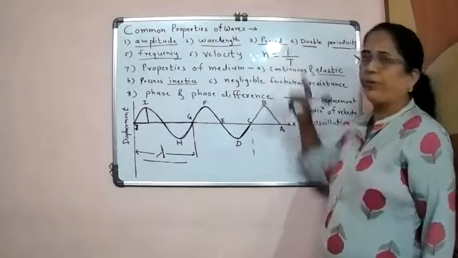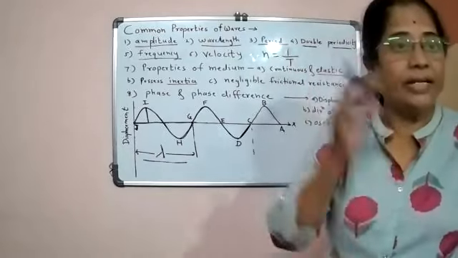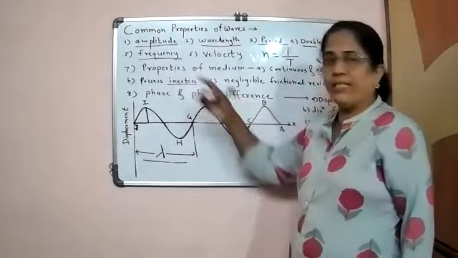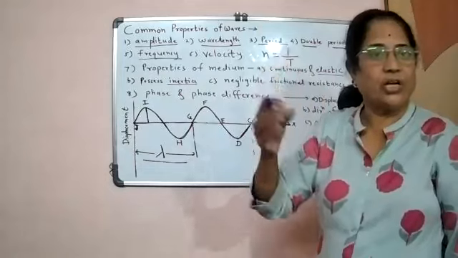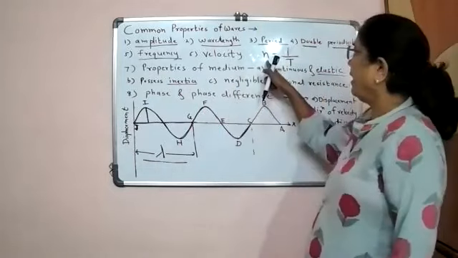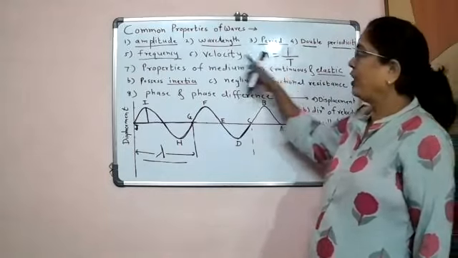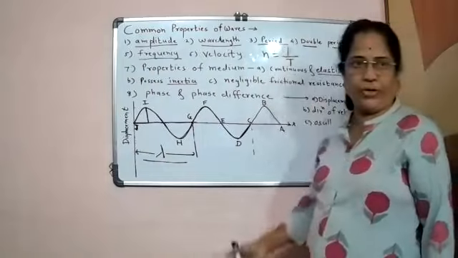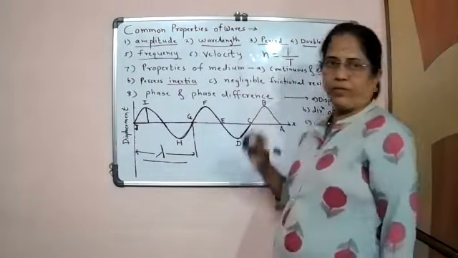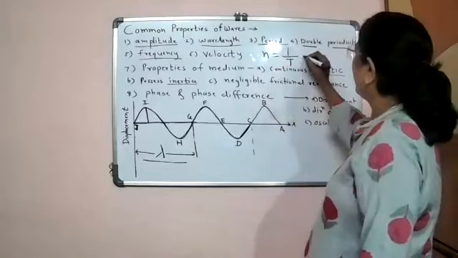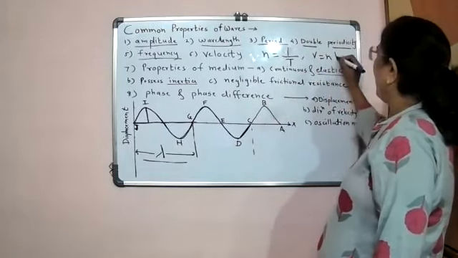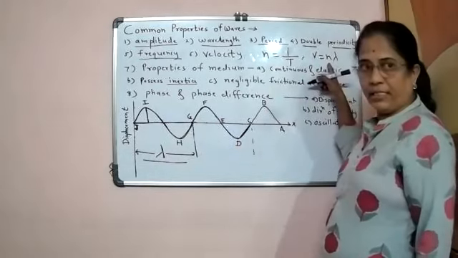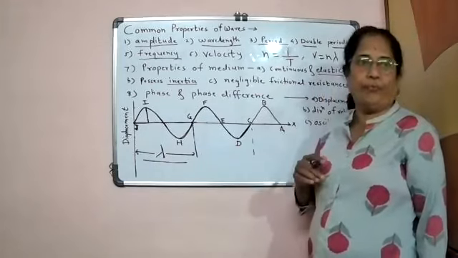So what is T? T is the periodic time. The definition of period is the time required to complete one oscillation, and the definition of frequency is the number of oscillations completed per unit time. So n is the notation of frequency here. And now velocity. We have the formula for velocity as v equal to n lambda. What is v? It is the velocity of the wave. n is the frequency and lambda is the wavelength.